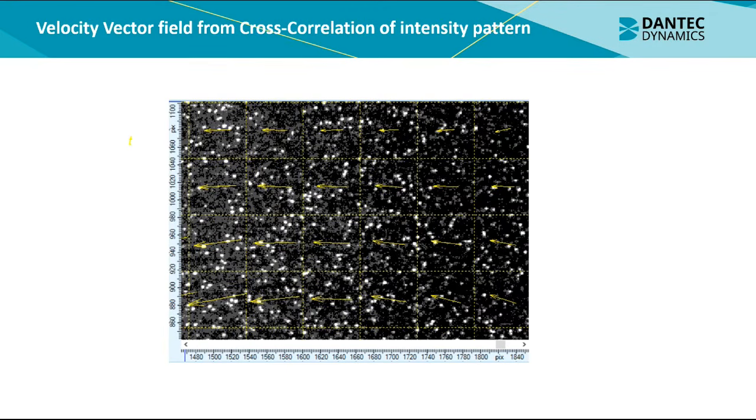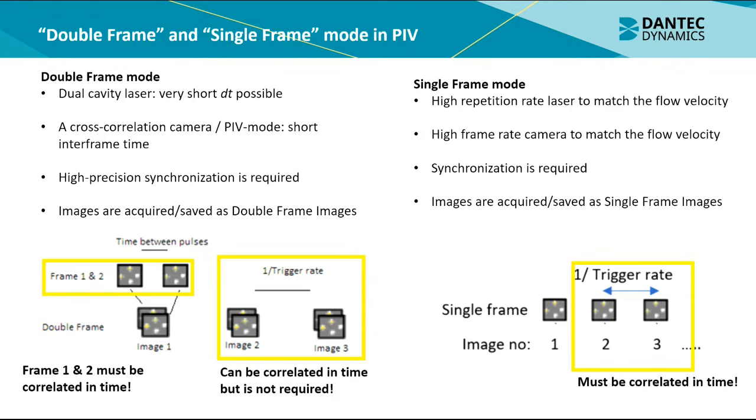Here we see one arrow within each square, or interrogation area. Some cameras have a special mode called double frame mode, where they take two images within a very small amount of time. Most other cameras, as with the EDU PIV system, will just have a single frame mode, where they take images closely in time at a constant rate.